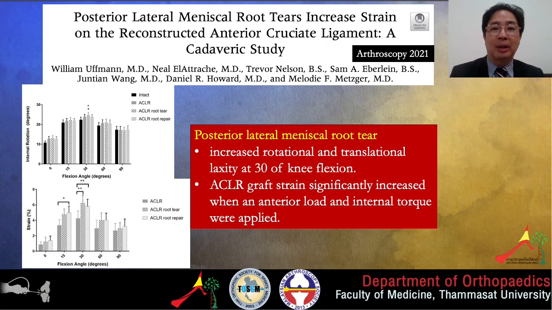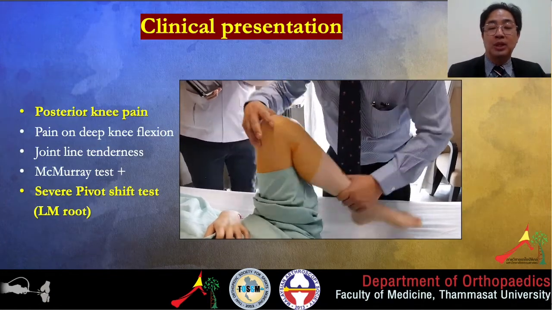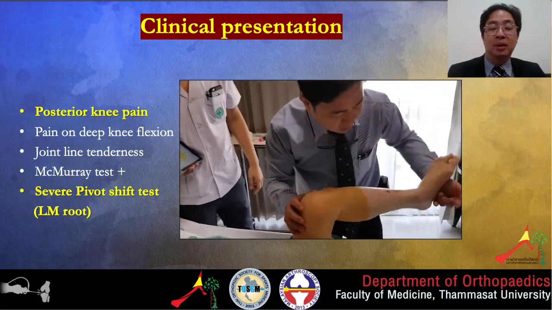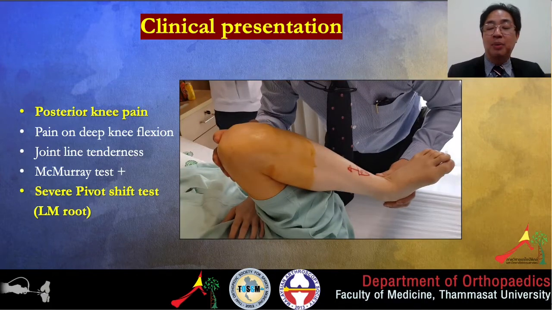This cadaveric study from Arthroscopy 2021 found that after performing the lateral meniscus root detachment, it significantly increased the rotational and translational laxity at 30 degrees of knee flexion. These are the risk factors for posterior meniscus root tear: varus malalignment, increased BMI, and female with high KL grading. Clinical presentation: the patient always complains of posterior knee pain, especially when walking or deep bending. Examination reveals joint line tenderness, positive McMurray test, and a positive pivot shift test in lateral meniscus root tear.